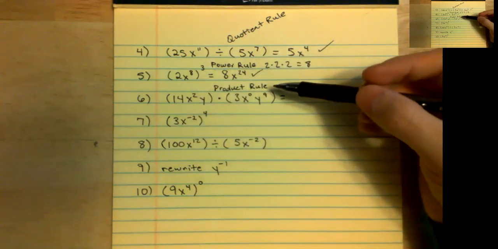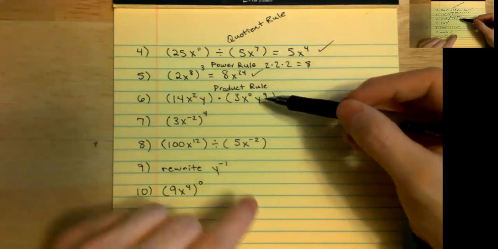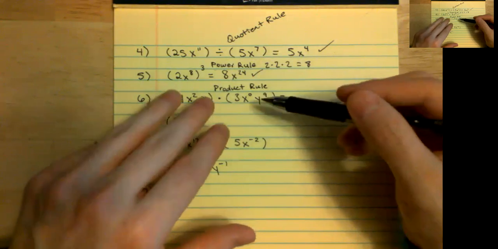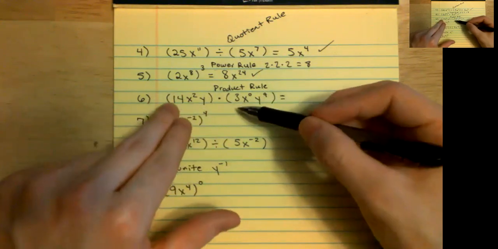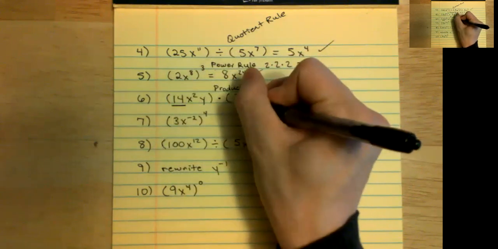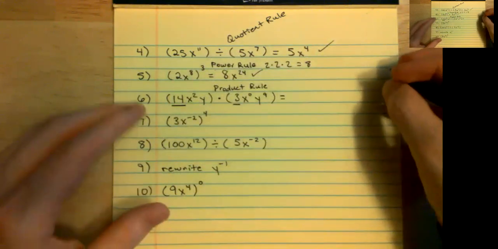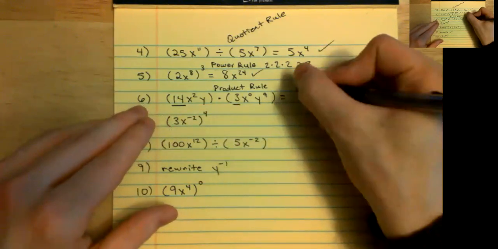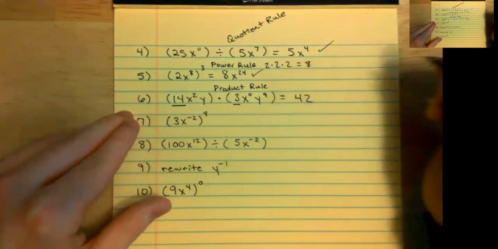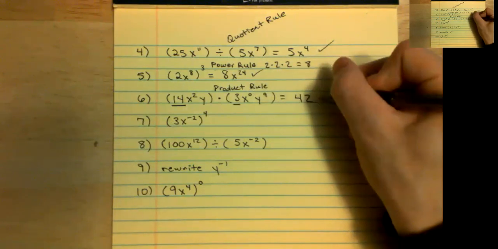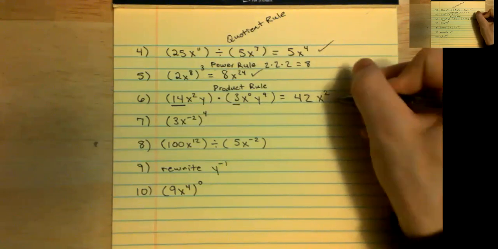So when I do the product rule, I want to make sure that I'm actually adding the exponents, not multiplying them. I'm going to reserve all my multiplying for the coefficients right here, and I'm going to underline those. All right, so 14 and 3, that's going to multiply to give me 42. And then the exponents, they're going to add up to give me 2, at least for the x.